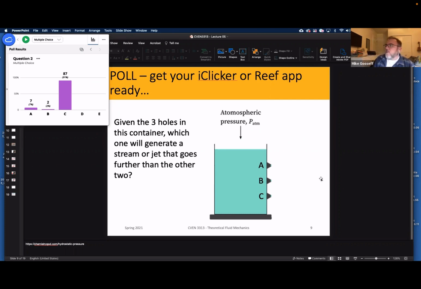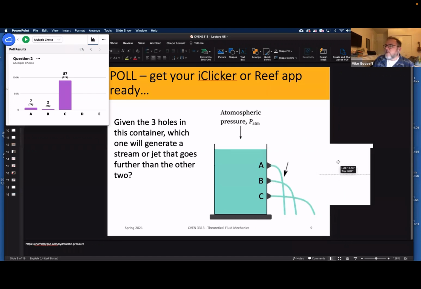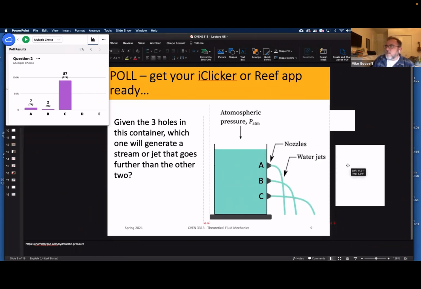All right, so here's the solution. The one that goes the furthest of these 3 nozzles is C. So you guys are doing pretty well here. Most of you are on the right track, and the reason is simply that you're starting at a much higher pressure, pushing water out into the atmosphere at C than you are at B or at A.